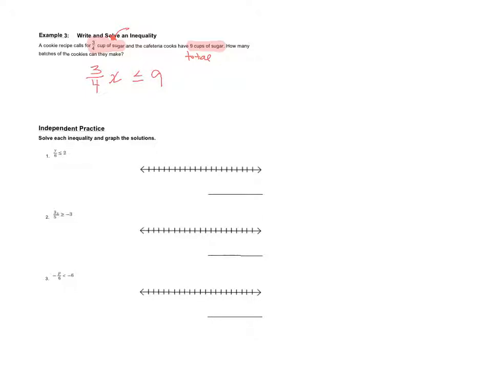So a couple options. I can multiply by the reciprocal 4/3, or I can eliminate the fraction right away. I can multiply by 4 to both sides first if I want to. And so I get 3x is less than or equal to 36. And then to isolate x now, it's multiplication, so I'm going to do the opposite. I'm going to divide both sides by 3, and x is less than or equal to 12. So they can make 12 or less batches of cookies.